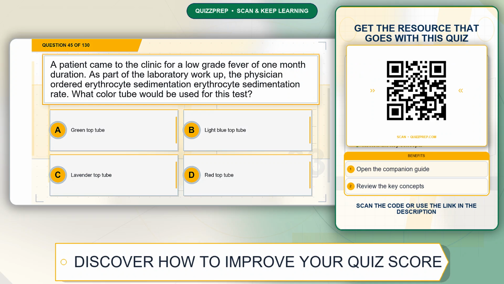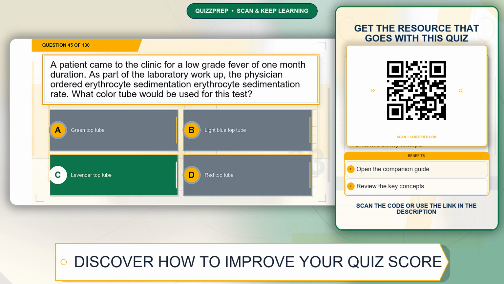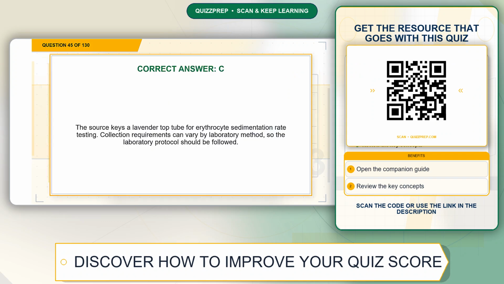Question 45. A patient came to the clinic for a low-grade fever of 1 month duration. As part of the laboratory workup, the physician ordered erythrocyte sedimentation rate. What color tube would be used for this test? Option A, green top tube. Option B, light blue top tube. Option C, lavender top tube. Option D, red top tube. The correct answer is option C, lavender top tube. Explanation. The source keys a lavender top tube for erythrocyte sedimentation rate testing. Collection requirements can vary by laboratory method, so the laboratory protocol should be followed.